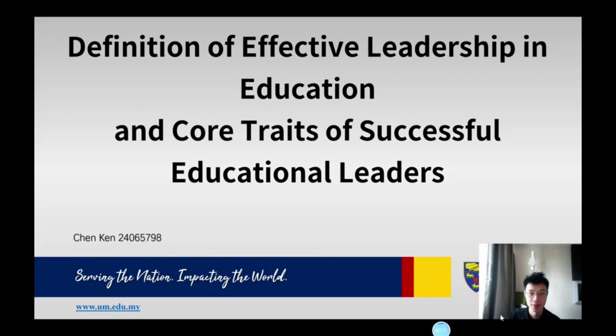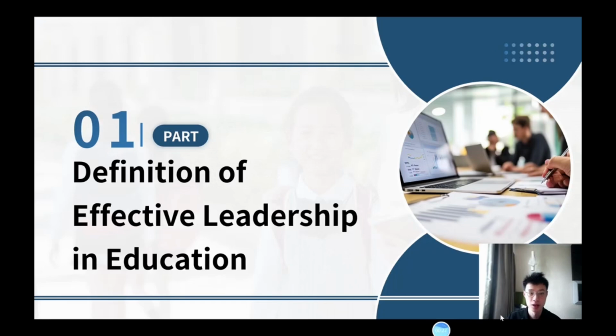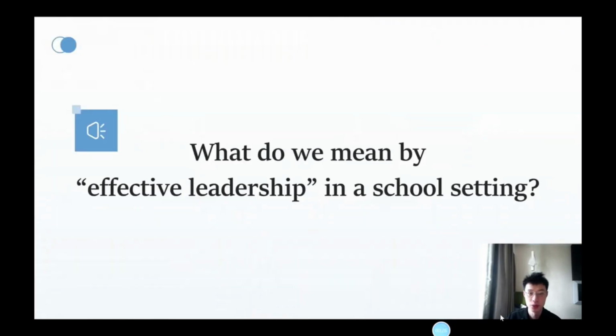In this opening segment, we will define effective leadership in a school context and outline 3 core leadership traits that research has identified as important. Start with the definition of effective leadership in education. What do we mean by effective leadership in a school setting?